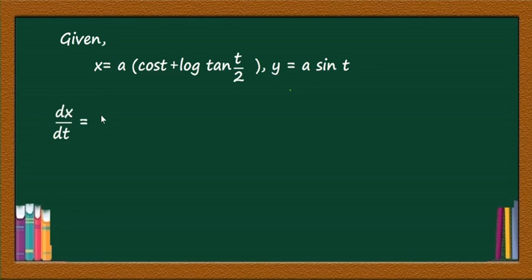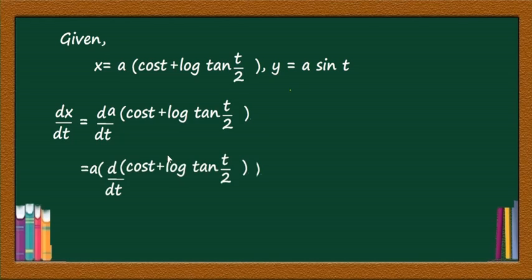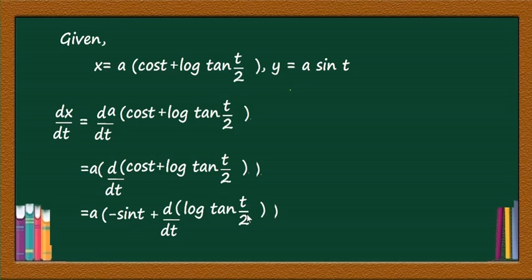And dx by dt is equal to d by dt of a into cos t plus log tan t by 2. Here a is constant, you can take it outside the derivative: a into d by dt of cos t plus log tan t by 2. And that is a into d by dt of cos t, which is minus sin t, plus d by dt of log tan t by 2. That is dx by dt is equal to a into minus sin t plus d by dt of log tan t by 2.